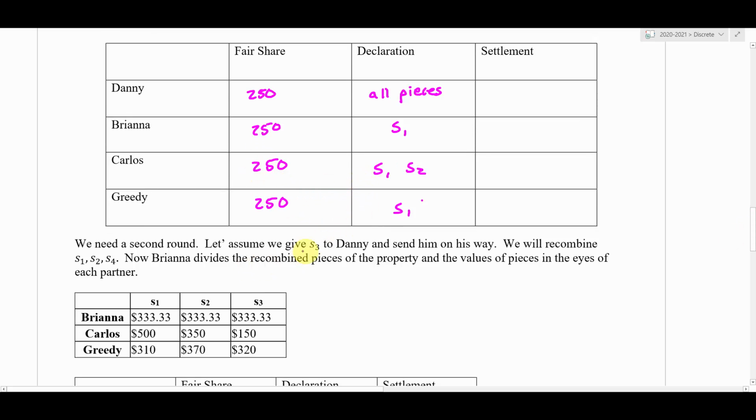All right, so let's pretend that we give piece 3 to Danny and send him on his way. So Danny leaves since he was happy with all pieces. He takes his piece and he goes. We recombine the remaining pieces, S1, S2, and S4, into one big piece and tell Brianna she's now the divider. So she's going to divide the recombined pieces of the property, and everyone's going to bid on the new pieces that Brianna creates.